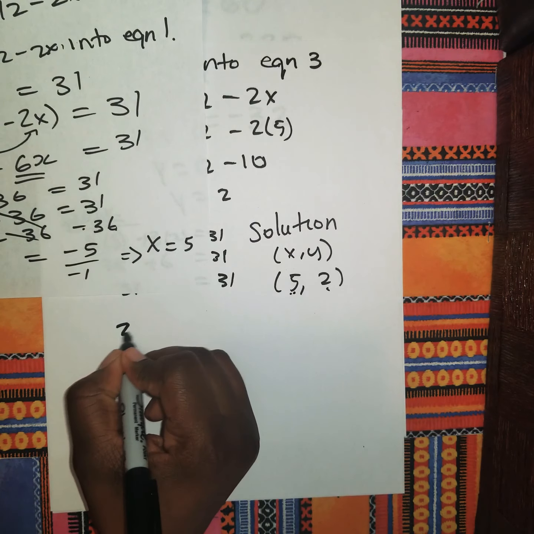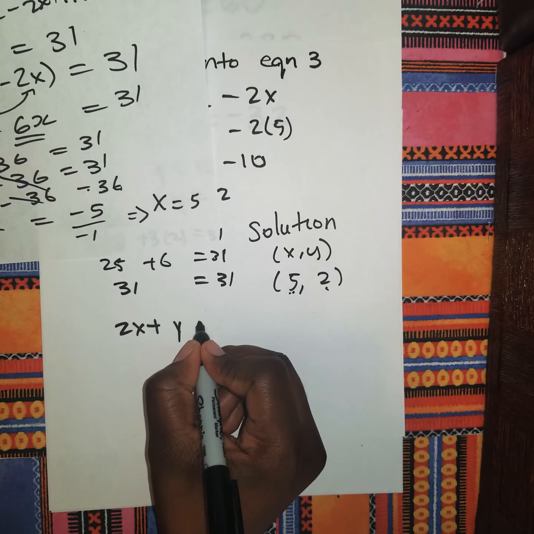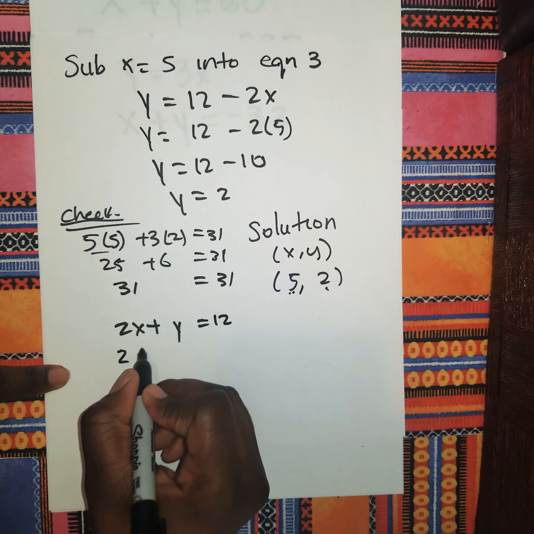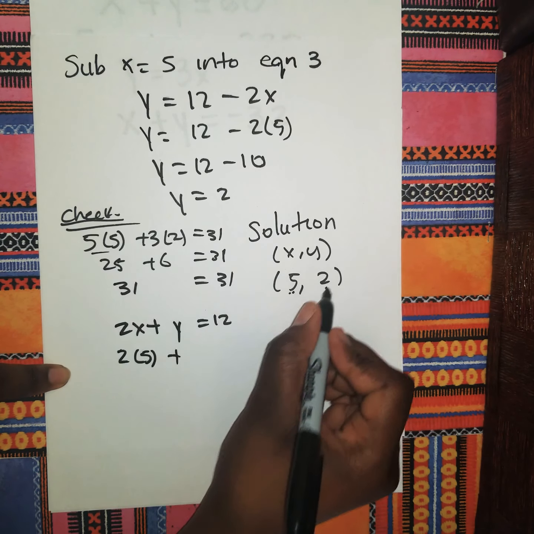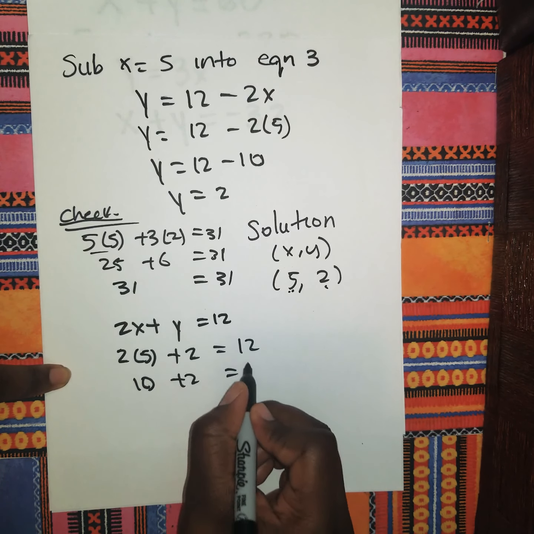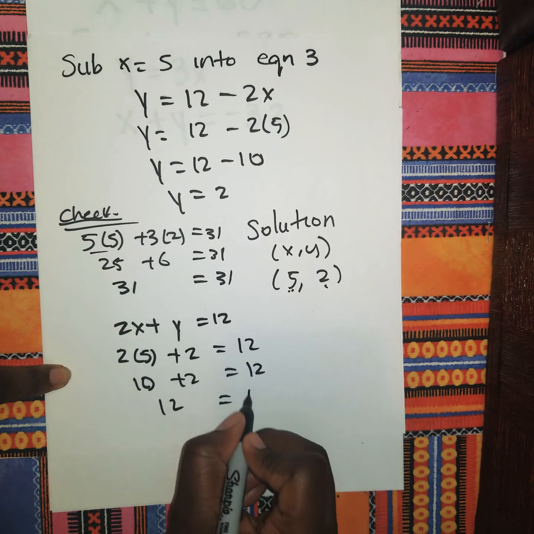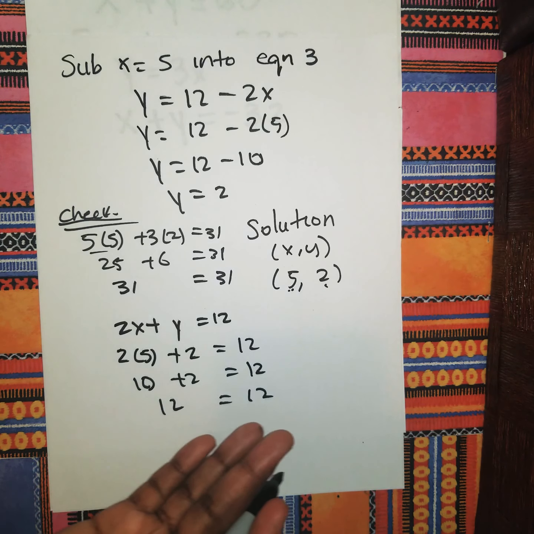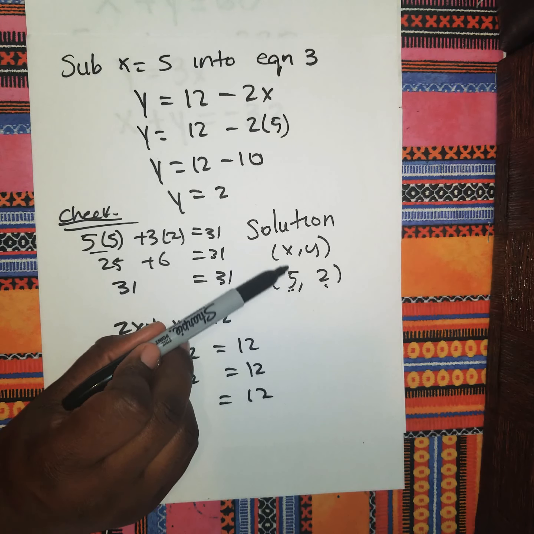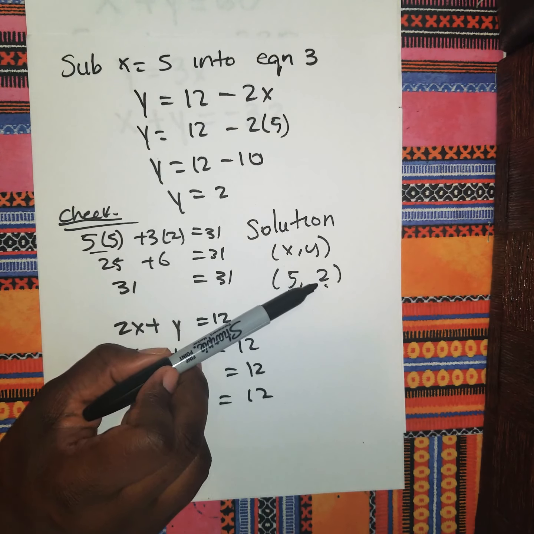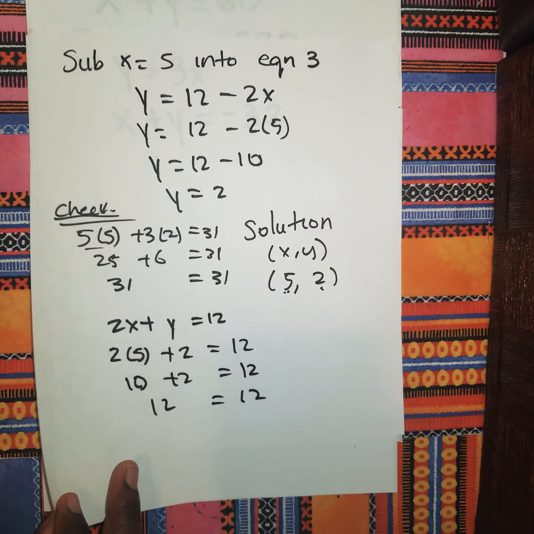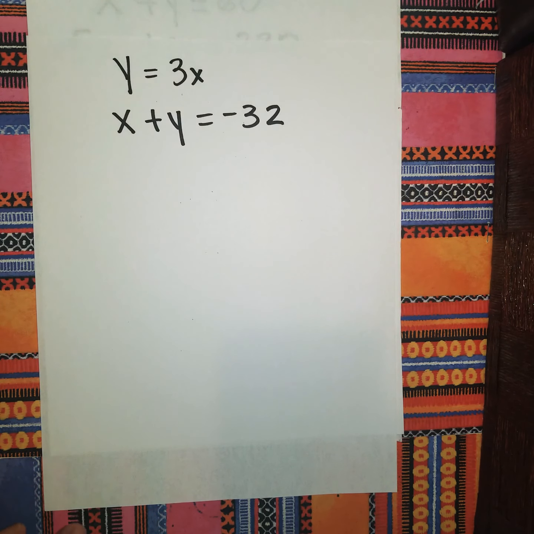It says 2x plus y equal 12. With x equal 5 and y equal 2, we get 2 times 5 plus 2, so 10 plus 2 is equal to 12. 12 is equal to 12. Once the left side equals the right side, we know it's balanced. And so the solution here, x equal 5, y equal 2, satisfies the two given equations. Alright guys, and so that's how we work that one.